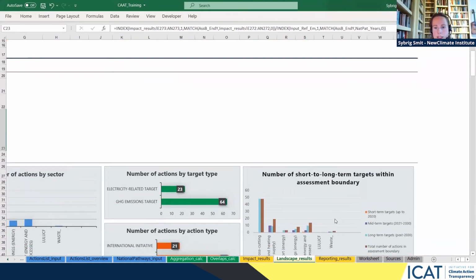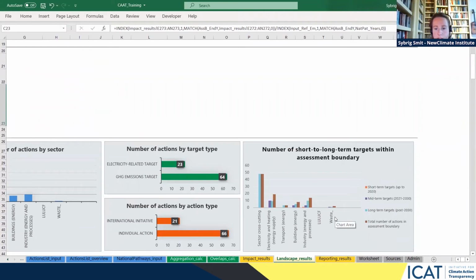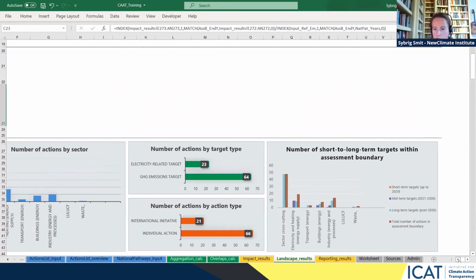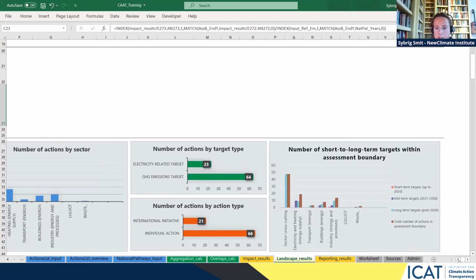We can also analyze what the extent of targets are. So we have short-term targets, mid-term targets, long-term targets, and total number of actions within the assessment boundary for each sector. So as we can see in this case, all sector cross-cutting targets are long-term, but in the electricity and heating, we have quite some mid-term targets.